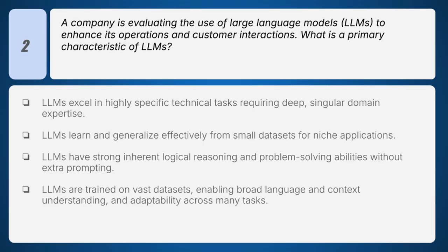A company is evaluating the use of large language models, LLMs, to enhance its operations and customer interactions. What is a primary characteristic of LLMs? A. LLMs excel in highly specific technical tasks requiring deep, singular domain expertise. B. LLMs learn and generalize effectively from small datasets for niche applications. C. LLMs have strong inherent logical reasoning and problem-solving abilities without extra prompting.